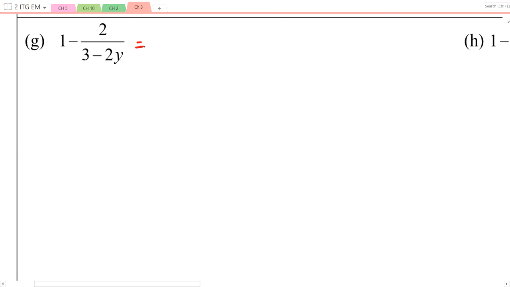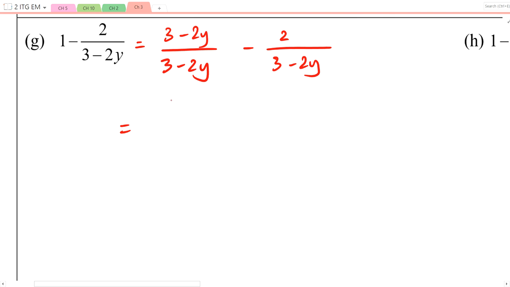Oh no, now I have a number minus a fraction. What should I do? Change the number to become a fraction, isn't it? Yeah, okay, so I have 3 minus 2y over 3 minus 2y minus 2 over 3 minus 2y, which gives me 1 minus 2y over 3 minus 2y. Okay?